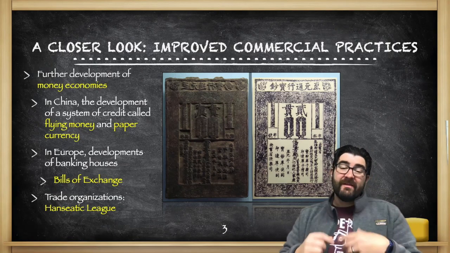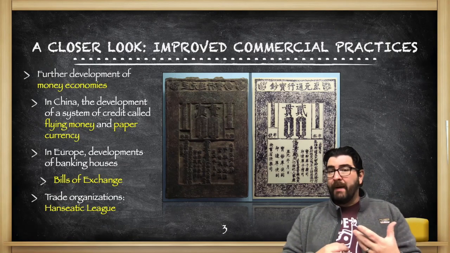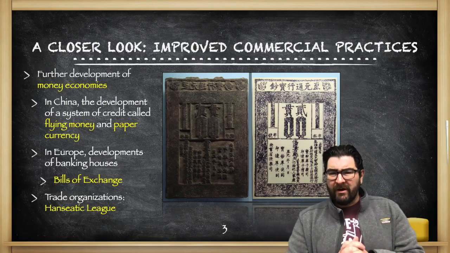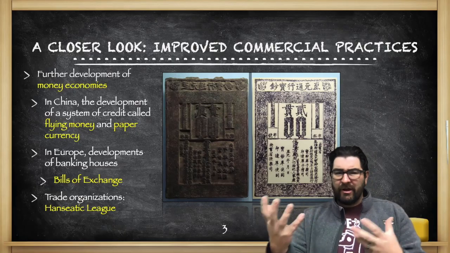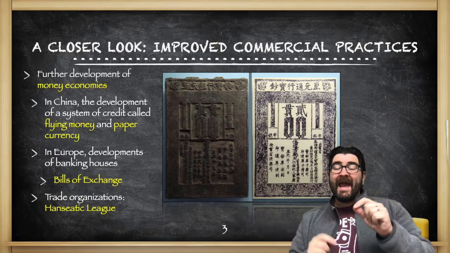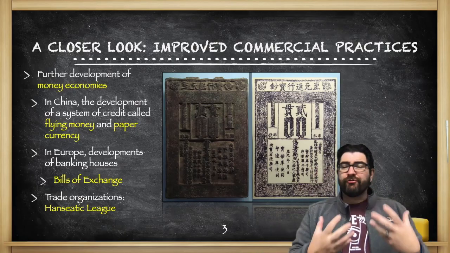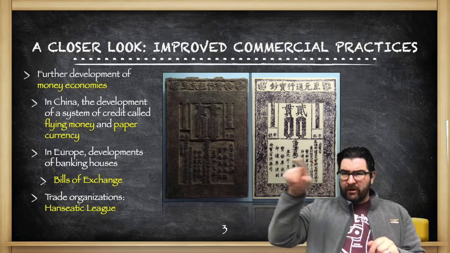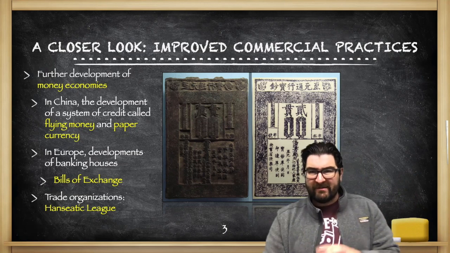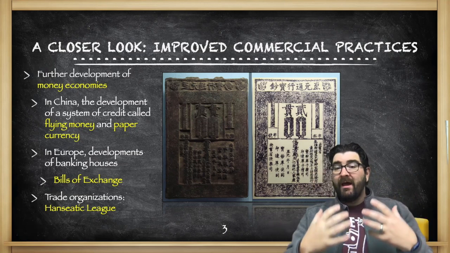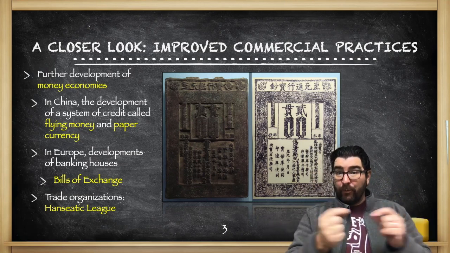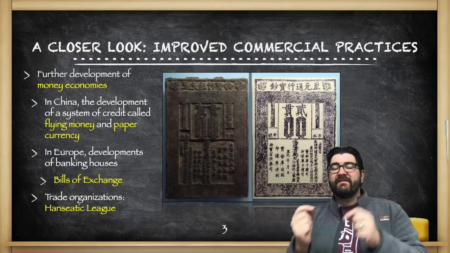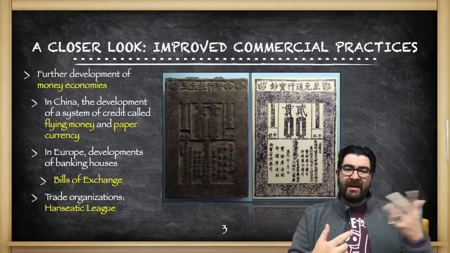In Europe, we're going to see the development of banking houses that'll offer bills of exchange, essentially early forms of checks and credit systems. And we also see the organization in Europe of trade organizations like the Hanseatic League. The Hanseatic League is a trade organization across northern European cities that creates some trading rules and regulations that will govern the various cities connected to the league. And this will all help them facilitate goods throughout their region and also beyond.